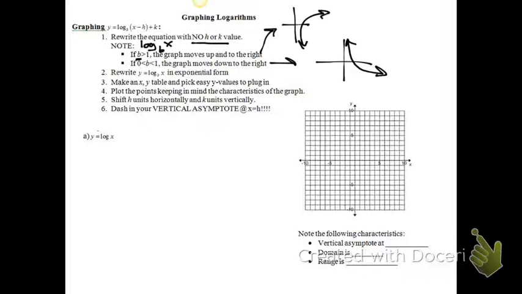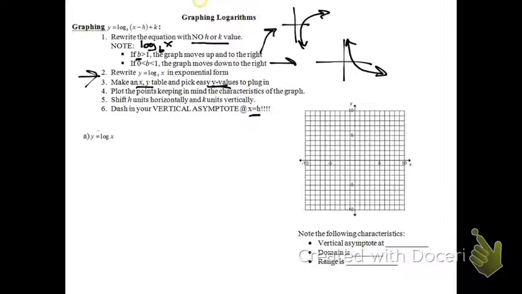Then the key, this is kind of a tricky one. You want to rewrite the log in exponential form and make an xy table, and you're going to end up picking easy y values to plug in, because you'll see when we write it in exponential form it'll actually be easier to plug in the y's than the x's. You're going to plot points keeping in mind the characteristics of the graph, either like this guy or the original one, and shift accordingly. And we're going to be dashing in vertical asymptotes at x equals the h value. So lots of stuff to look at. Let's look at a bunch together.